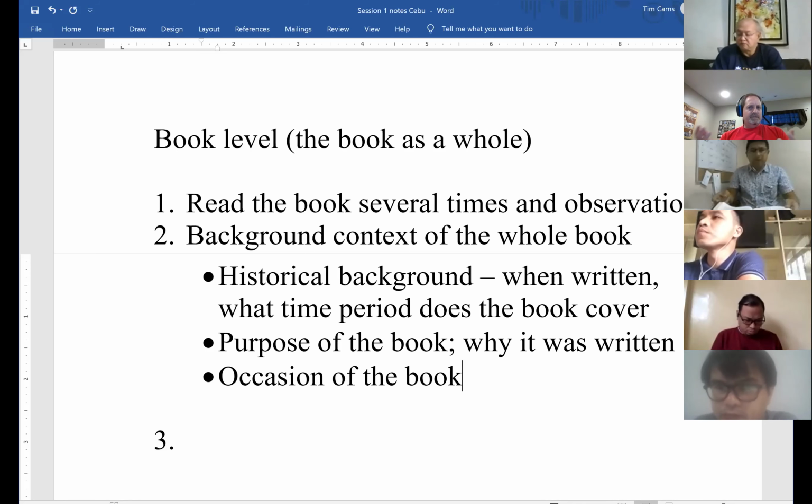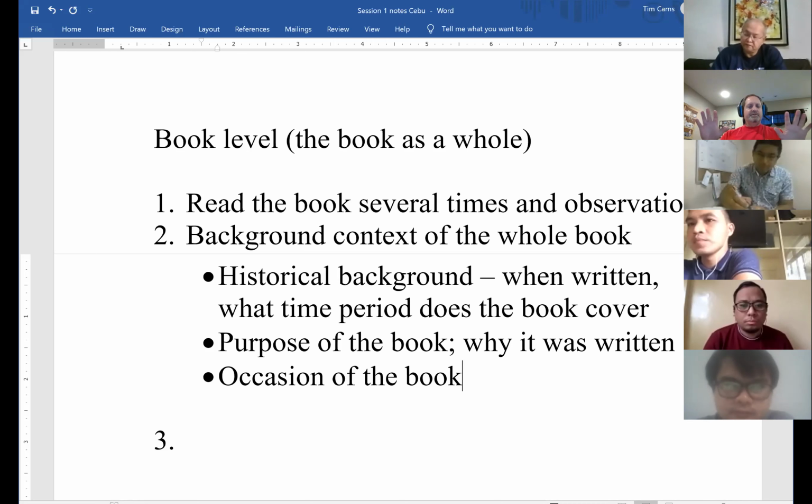You see the distinction there? Any questions on that? So occasion and purpose are two different things. They're usually connected together, but they're two separate aspects.